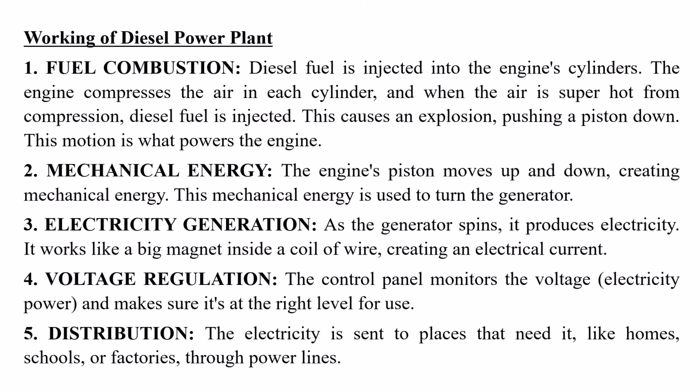Next is electricity generation. As the generator spins, it produces electricity. It works like a big magnet inside a coil of wire, creating an electrical current. Fourth, voltage regulation. The control panel monitors the voltage, the electricity power, and makes sure it is at the right level for use. Last stage is distribution. The electricity is sent to places that need it, like homes, schools, and factories, through the power lines.